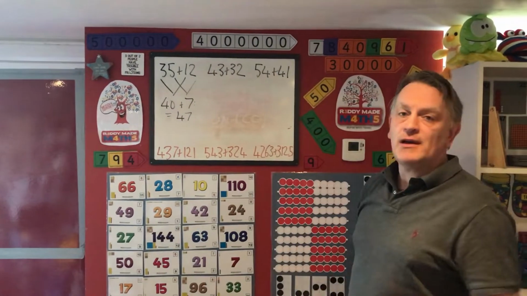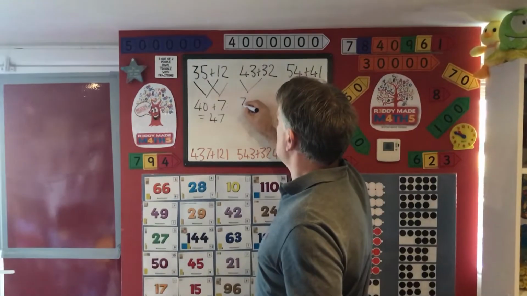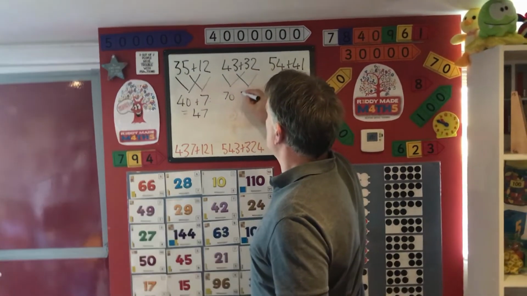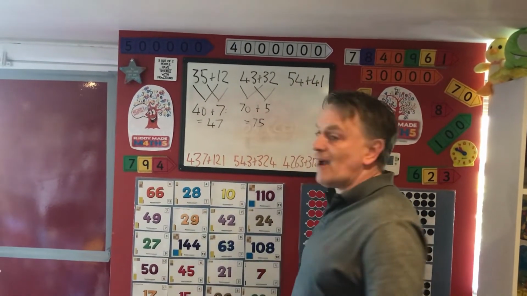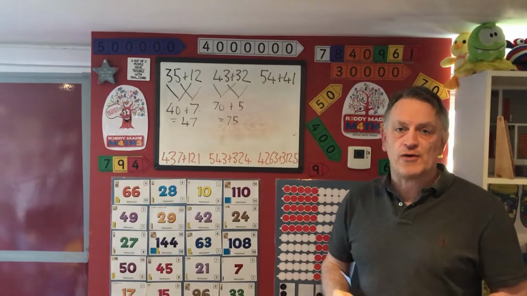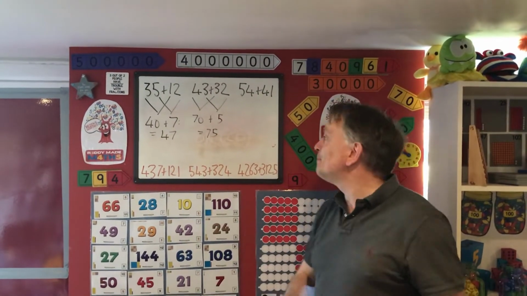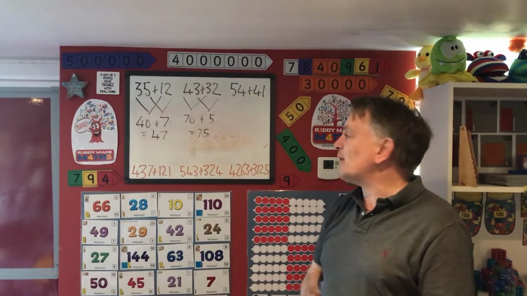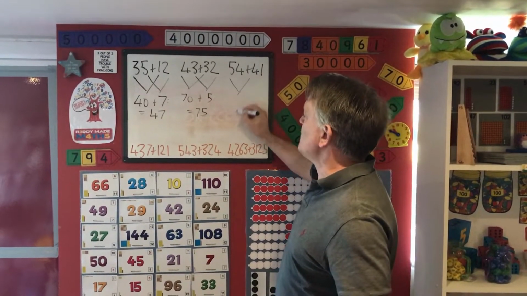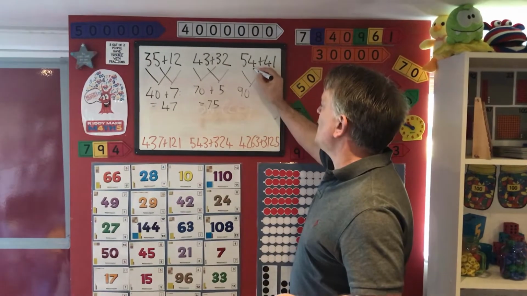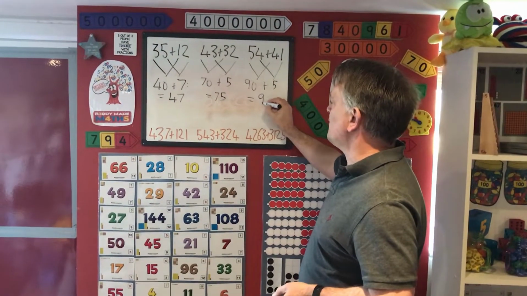With the next one, 40 and 30, 4 tens and 3 tens gives us 70, and 3 and 2 gives us 5, giving us a total of 75. Again, we can prove all this with resources, but hopefully by the time children are in year 3, they're starting to do these naturally. The third one, 54 and 41, similarly, 5 tens and 4 tens gives us 9 tens, or 90, and the 4 and 1 gives us 5, and that gives us a total of 95.